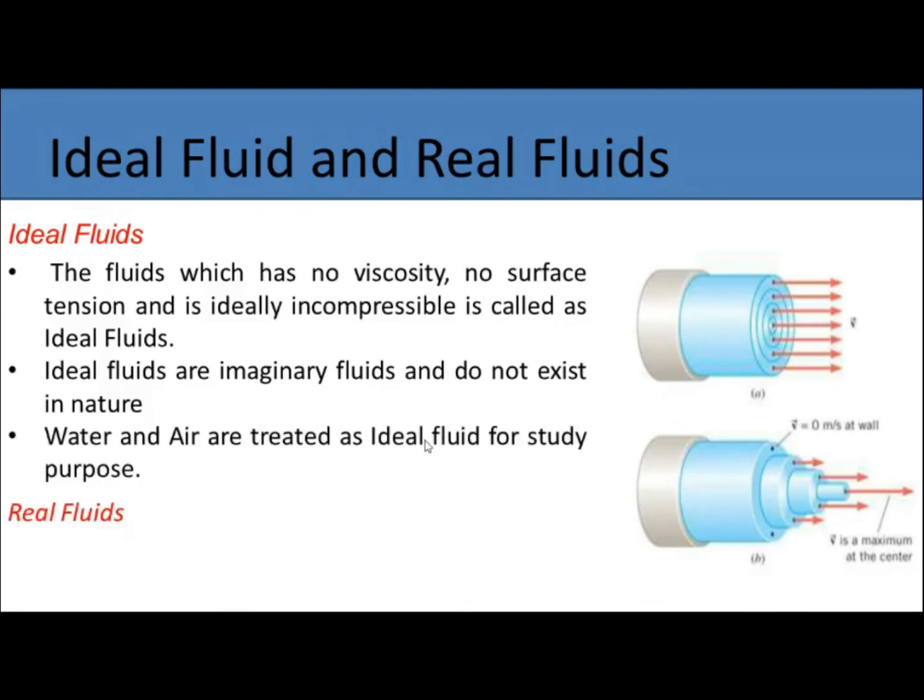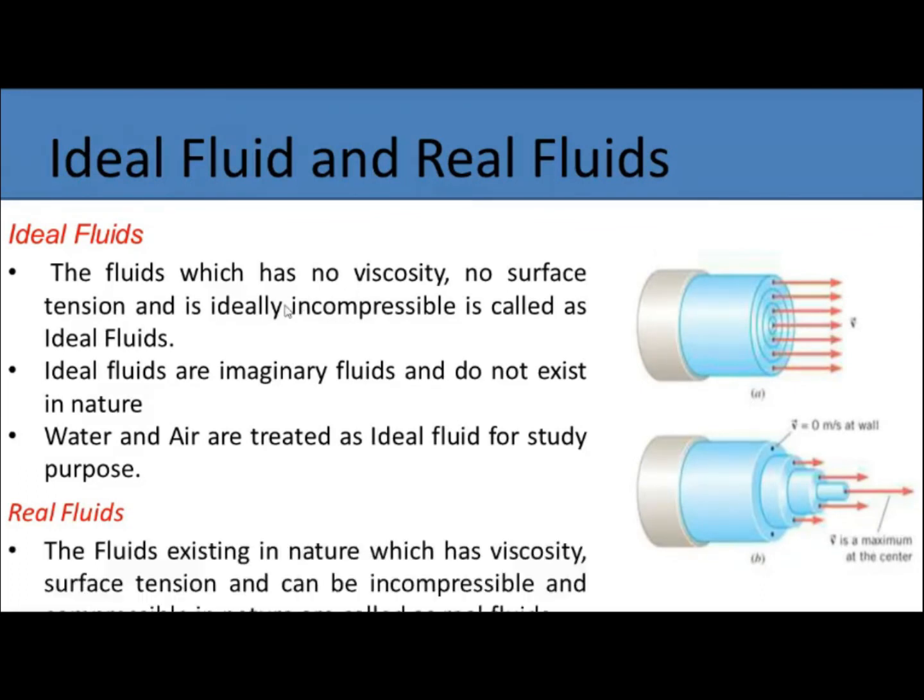Then next is real fluid. So vice versa is the definition. Ideal fluid का opposite real fluid. So all the fluids existing in nature which have viscosity, सभी फ्लूइड को विस्कोसिटी है, फ्लूइड को सरफेस टेंशन है, और फ्लूइड जो है वो कॉम्प्रेसिबल भी हो सकता है और इनकॉम्प्रेसिबल भी हो सकता है, such type of fluid is called a real fluid. So the fluid existing in nature which has viscosity, which has surface tension, and which can be compressible or incompressible. Liquid है तो incompressible रहेगा और gas है तो compressible रहेगा. So these fluids are called real fluids.